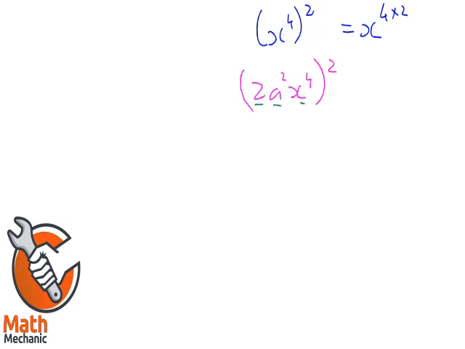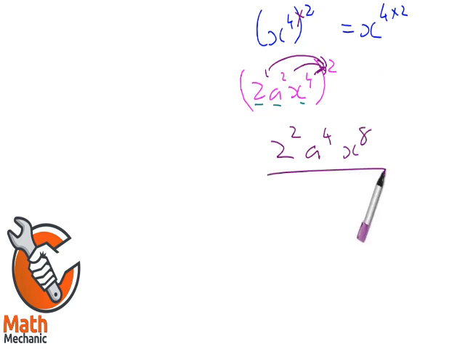So this doesn't suddenly become the fourth or the fifth exponential law, although some textbooks do refer to that as the fourth and the fifth exponential law. It still remains the third exponential law, because the 2 has an exponent of 1, so you multiply that with the exponent of the bracket, exactly like we multiplied there. So that will give you 2 to the power of 1 times 2, which is 2 to the power of 2. A to the power of 2 times 2 is a to the power of 4, and x to the power of 4 times 2 is x to the power of 8. And there you have the final answer.